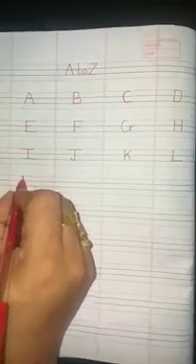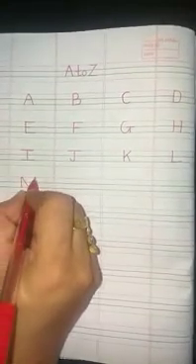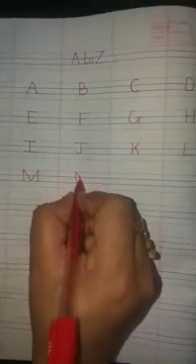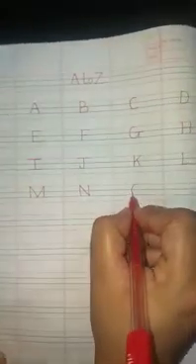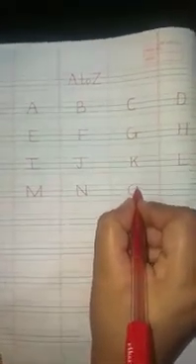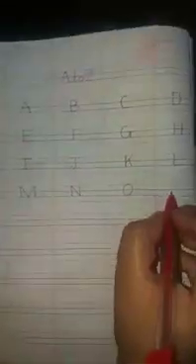Now M, standing line and slanting line go down and again slanting line go up and down to make the alphabet M. Now standing line, slanting line go down and go up, standing line to make the alphabet N. Now all the way round and big fatty round to make the alphabet O.